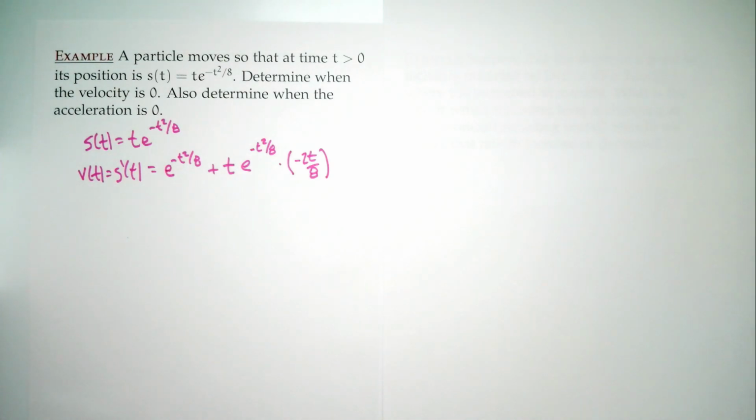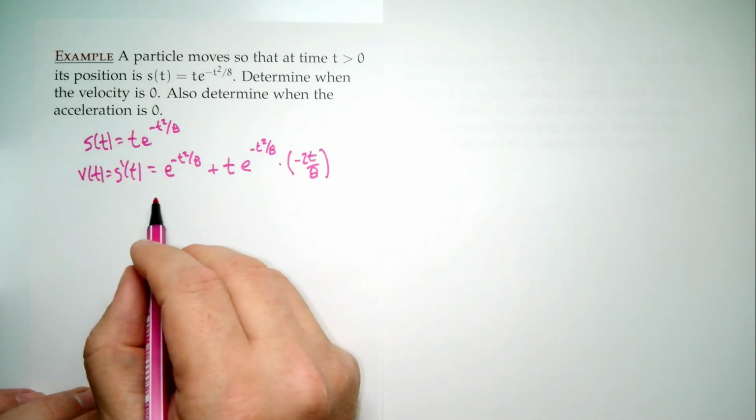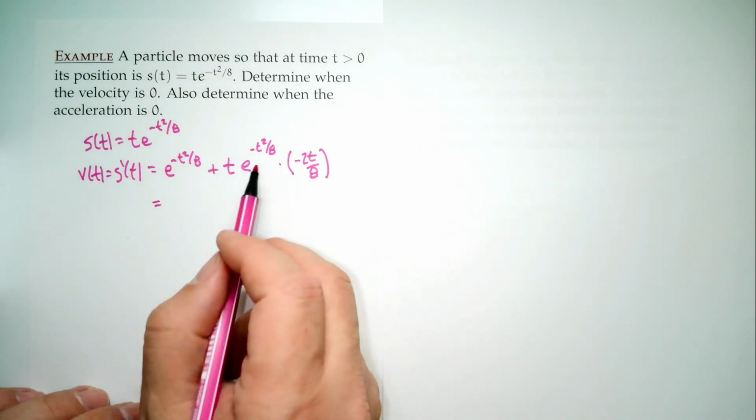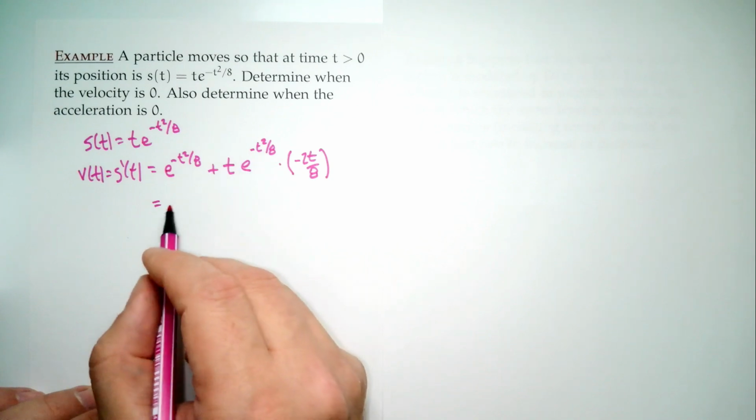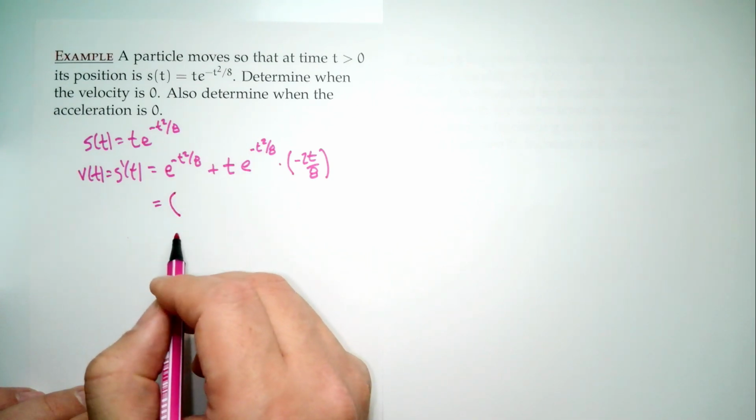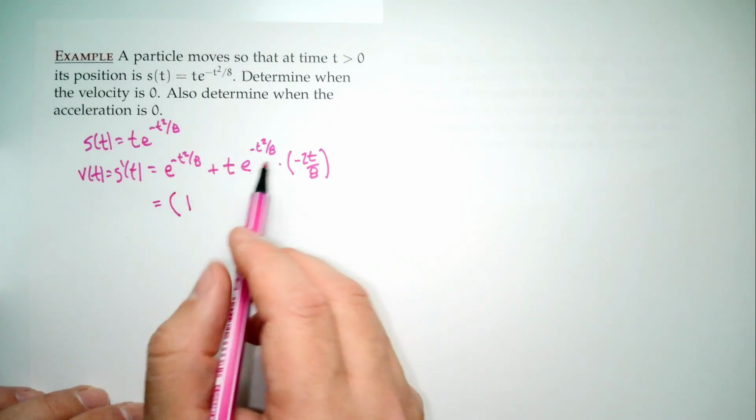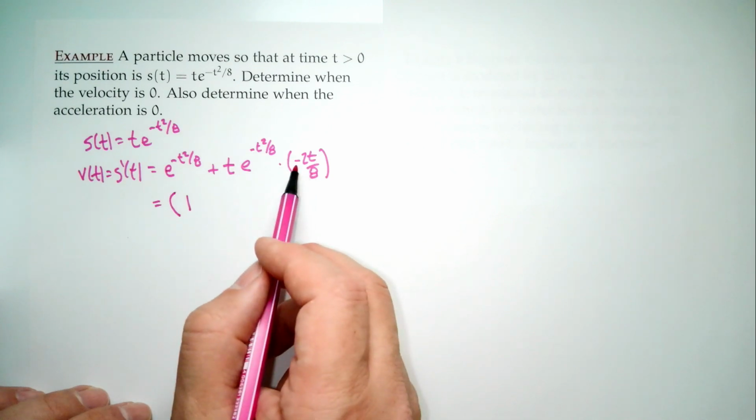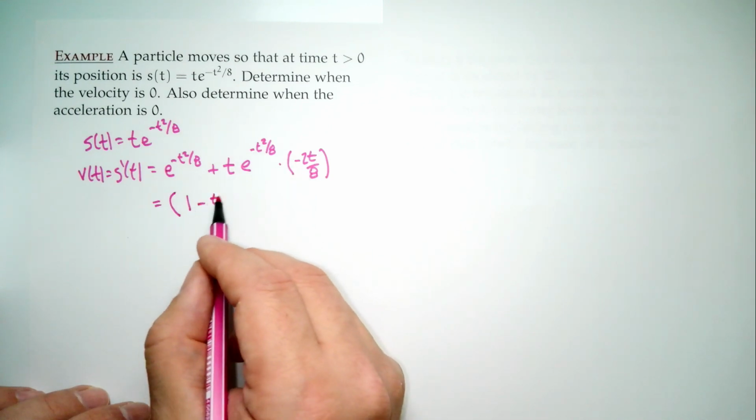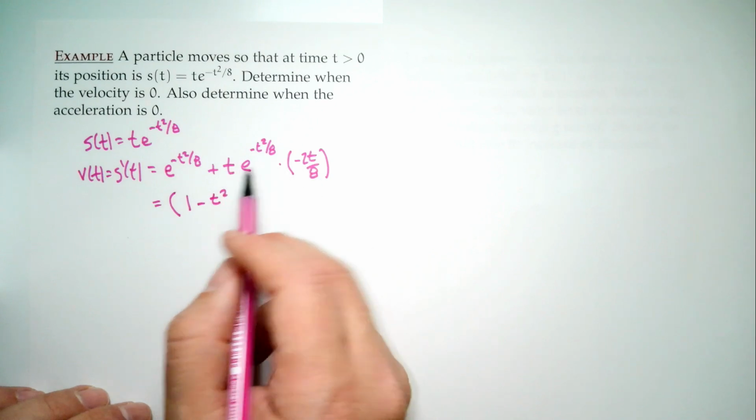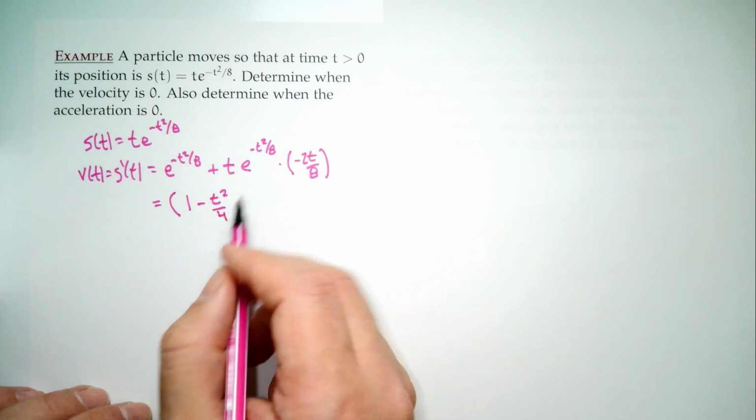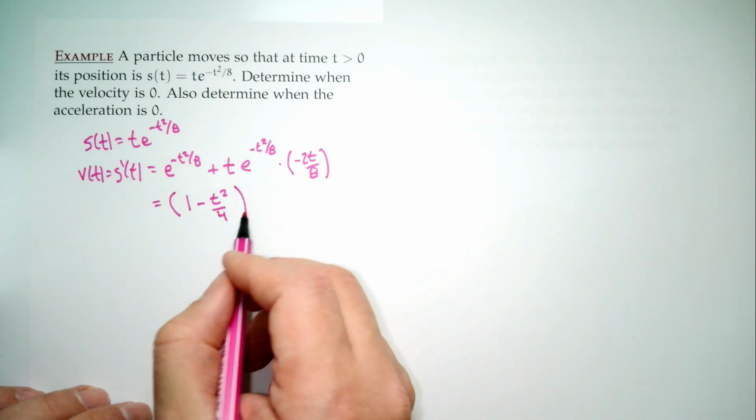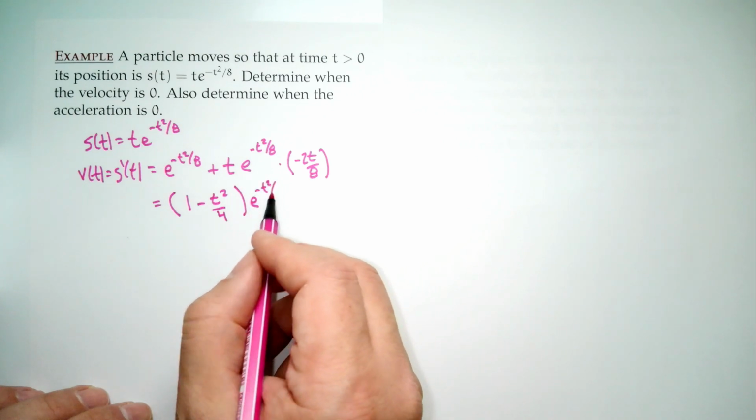Now, of course, we can clean this up a little bit. We could, for instance, say, hey, both these terms have e to the negative t squared over 8. So if I were to factor that out, I would have 1. Then I have a minus from there. There's t squared because there's 2 t's. And then there's an over 4. 2 over 8 makes over 4. So there's our derivative.